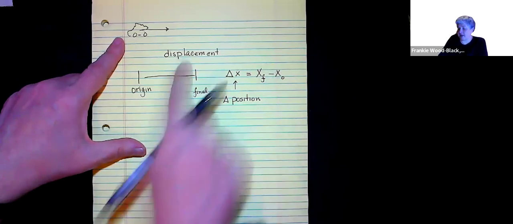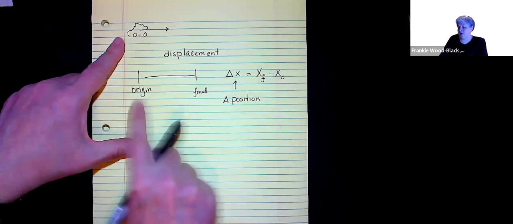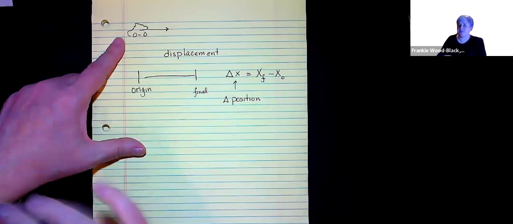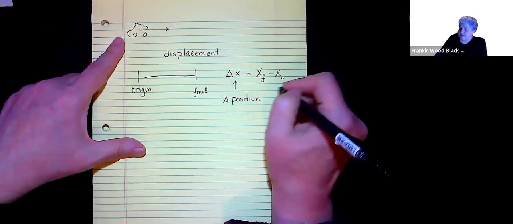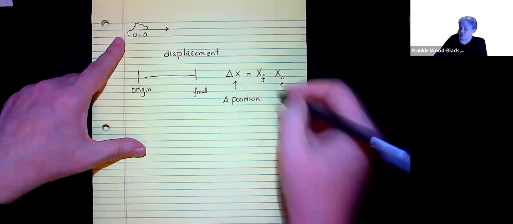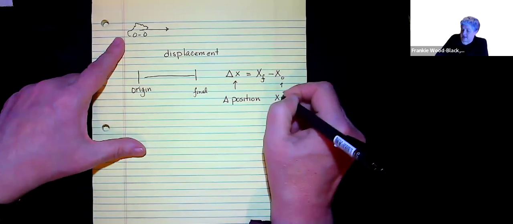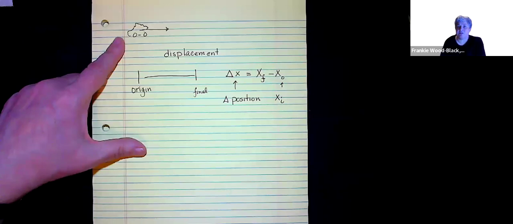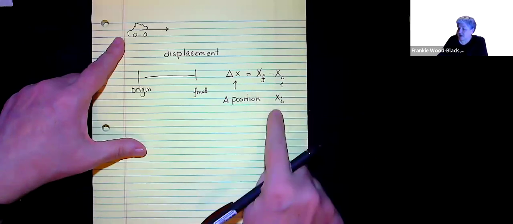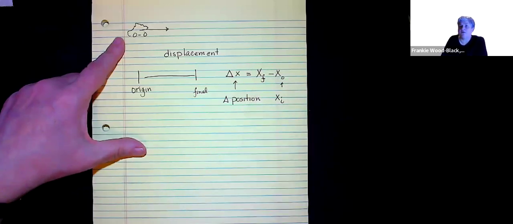So if we're looking at displacement, there's my origin, there's my final position. This is something that we've all dealt with. This gives us our initial position. You may also see it written as x sub i, which might be an initial position. Using subscripts on our variables helps us to keep track of things.